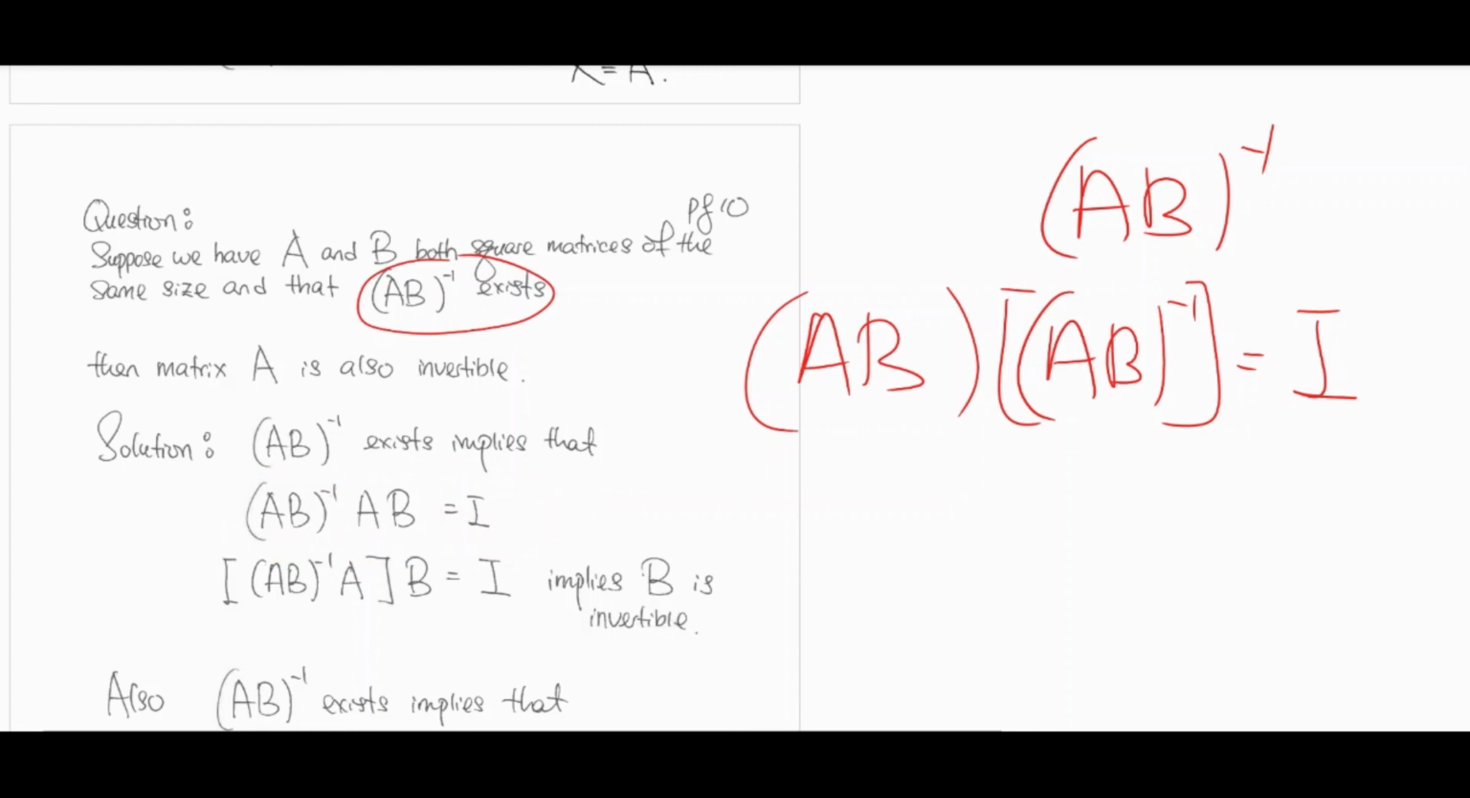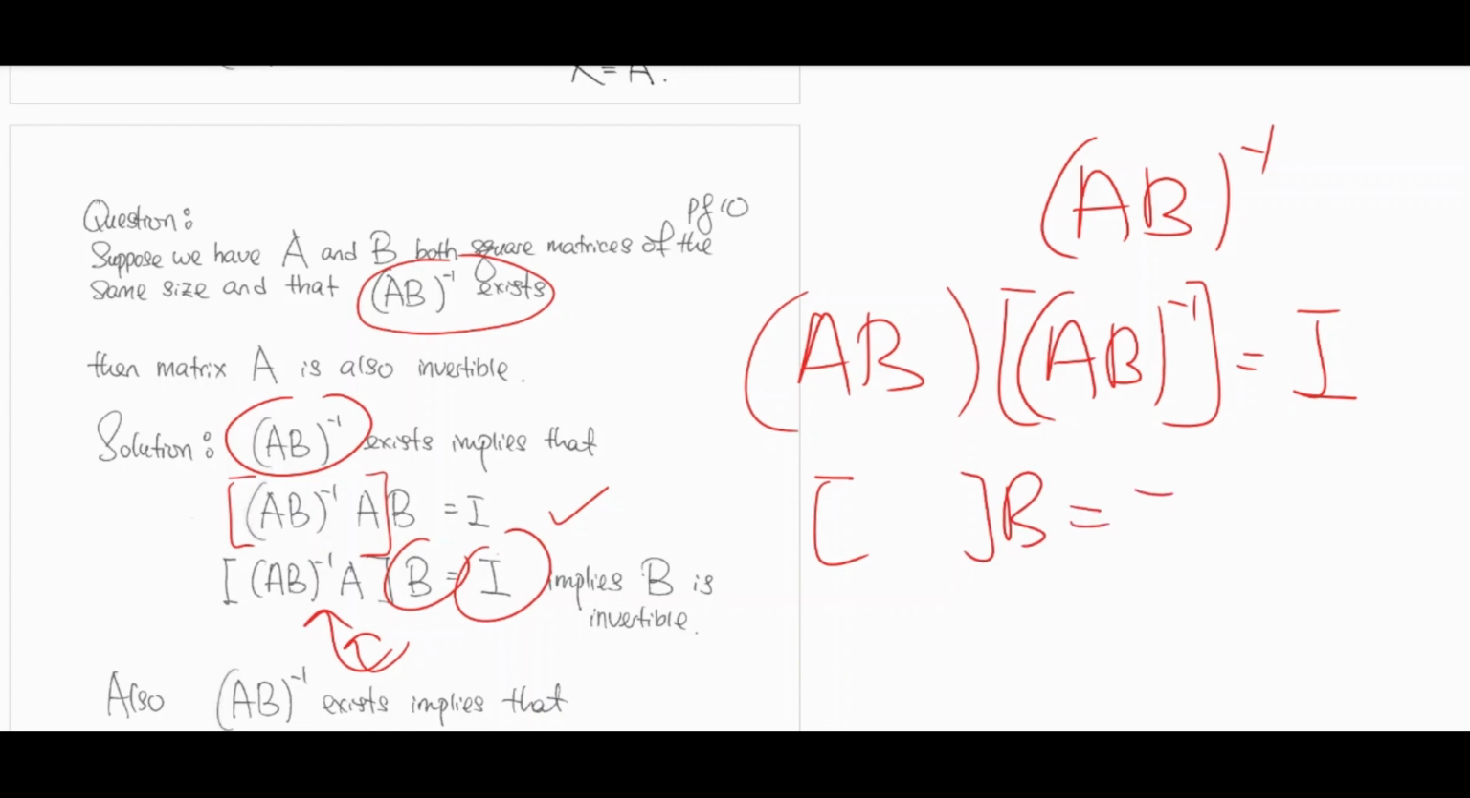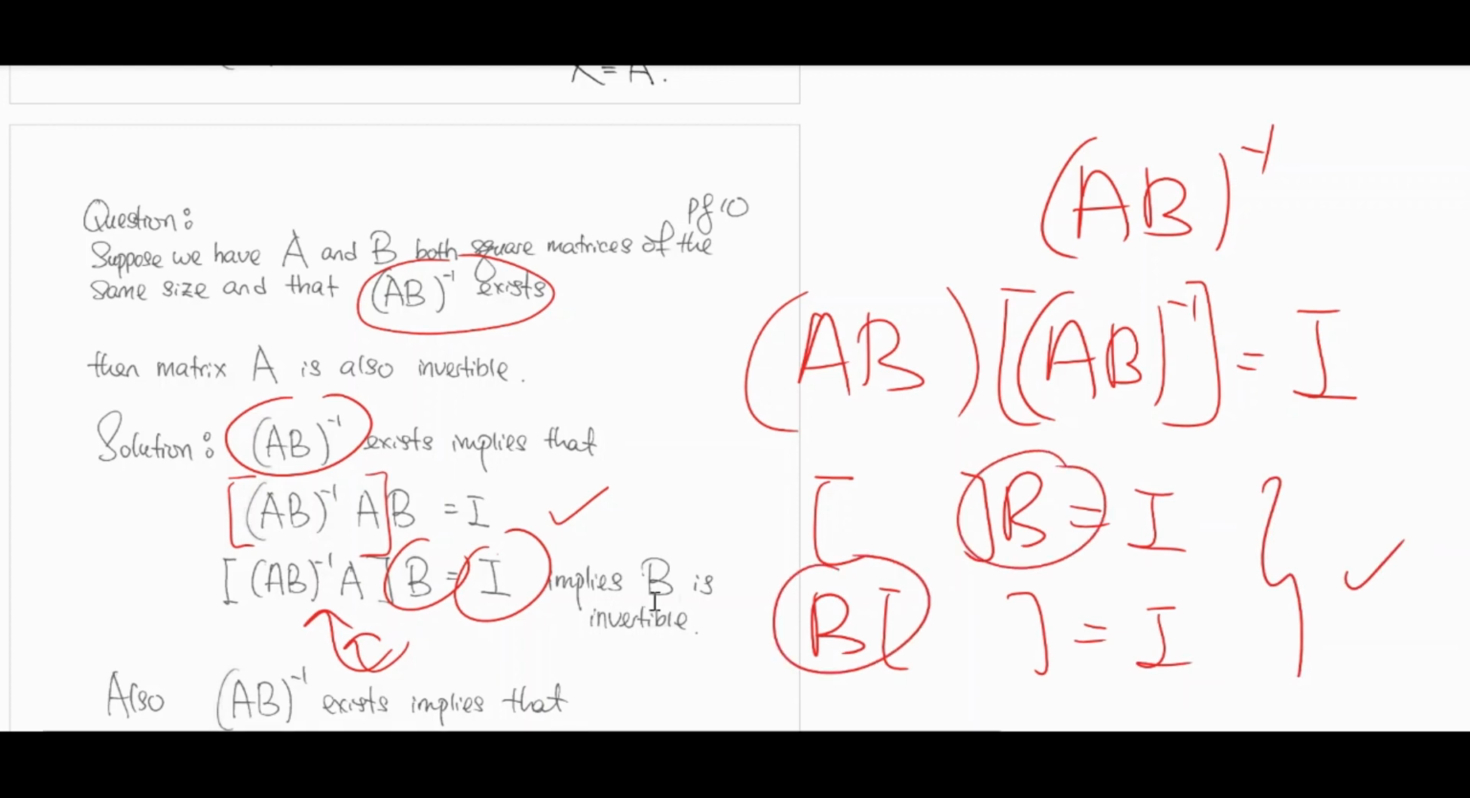So now you can see, if we use the associative property and just compute this, then B multiplied by this particular matrix here will give you I, right? This is from the definition. AB inverse exists implies that we have this. And just by using the associative property, we will see that B times this equals I. And from the previous lemma, if you have this thing times B equals I, you automatically have B times this equal to I as well. So B is now proven to be invertible, as simple as that.